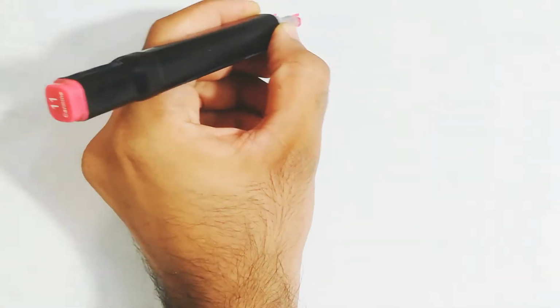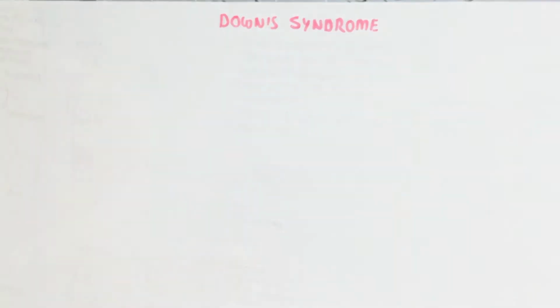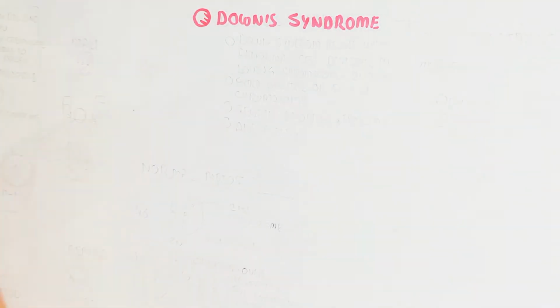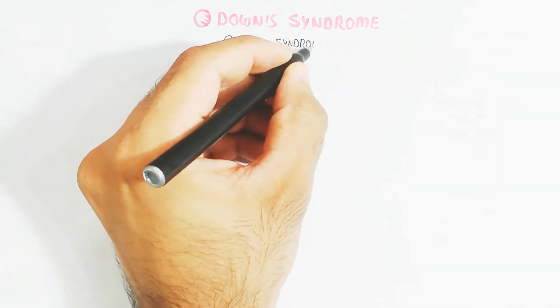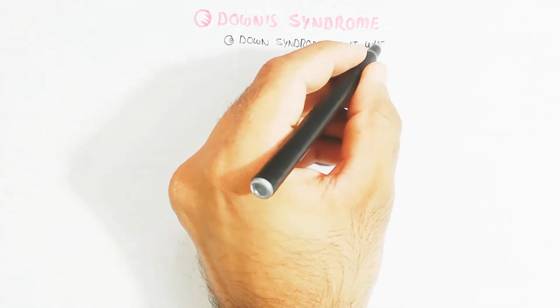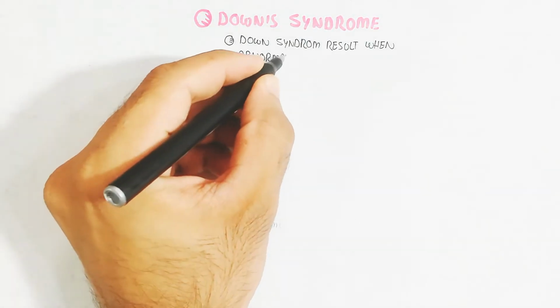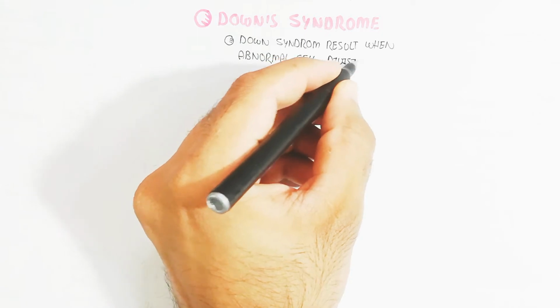Hello, in this video we will discuss Down syndrome. So what is Down syndrome? Basically, Down syndrome is an abnormality in the chromosome. Down syndrome results when abnormal cell division involving chromosome 21 occurs.